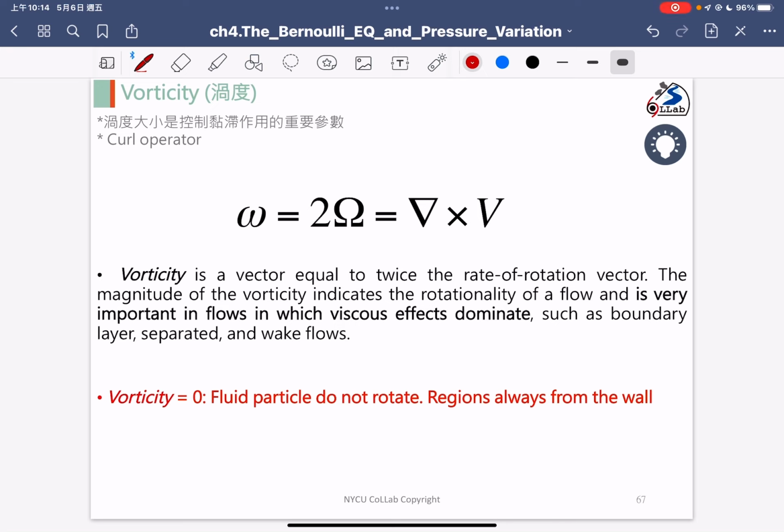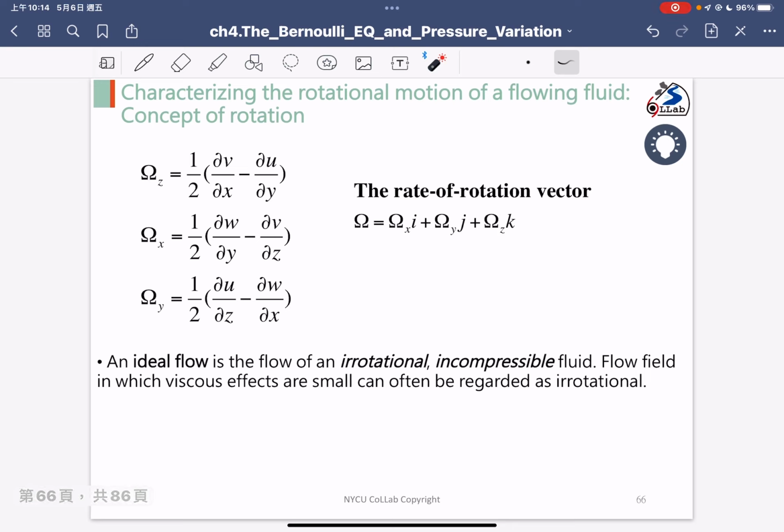Okay, so last class we introduced the vorticity, that's the omega showing here, and we say 2 times omega is equal to the spatial differential operator crossed with the velocity field. As you can see, the definition for omega with the different rotated axes x, y, z is related to the different velocity gradients.